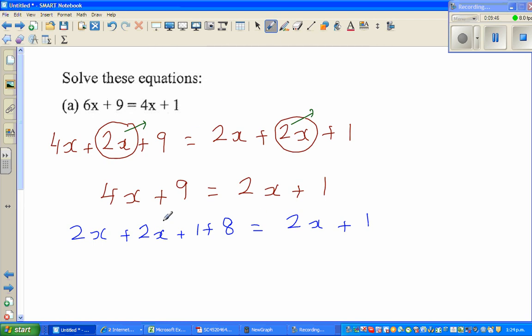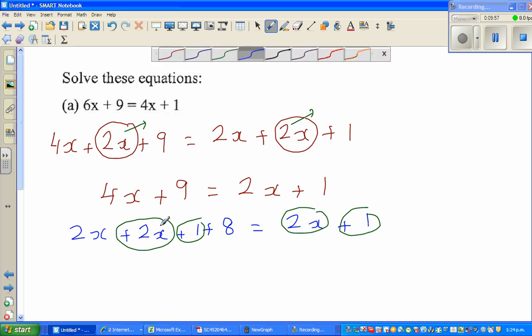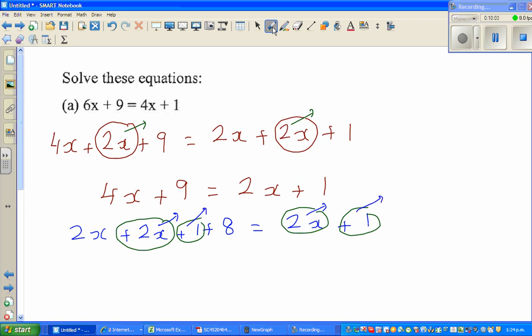So here you've got a 2x, plus 2x, you've got a plus 2x here. You've got a 1 here, you've got a 1 here. So what can we do? We can cancel. If you take away 2x from this side, you can take away 2x from this side. Take away 1 from this side, you can take away 1 from this side. So what is left over? It is 2x plus 8. What is left on the right hand side? There's nothing. So how do you write nothing in maths? You put 0.